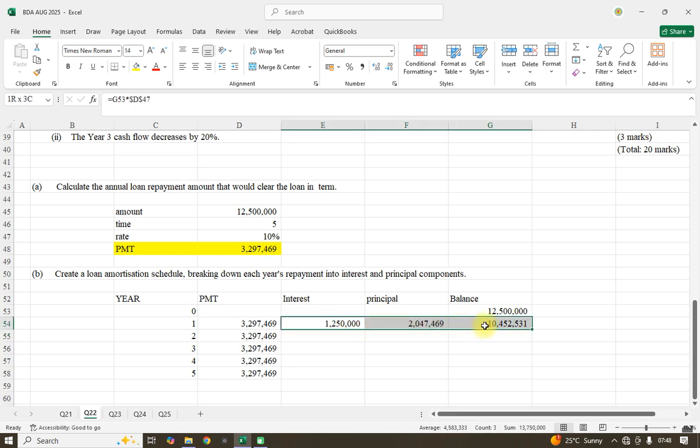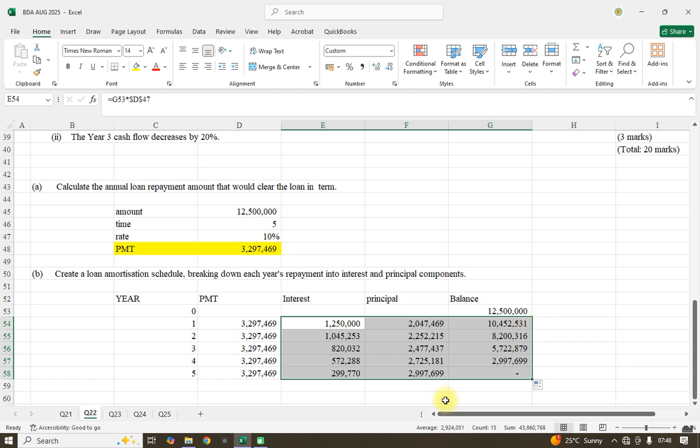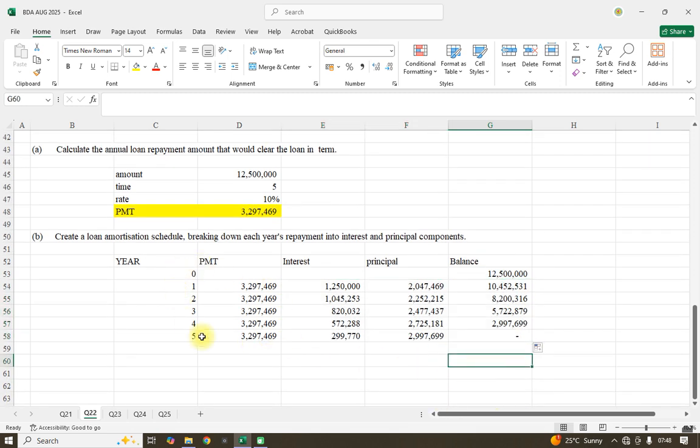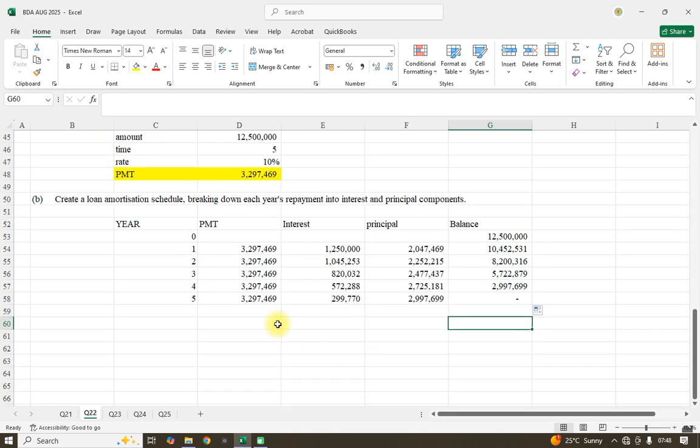And you highlight this, and you autofill from here. You autofill, and you'll find that your value should be 0 at the end of year 5. So that will be our loan amortization. That was supposed to be the loan amortization schedule, and it was awarding you 6 marks.